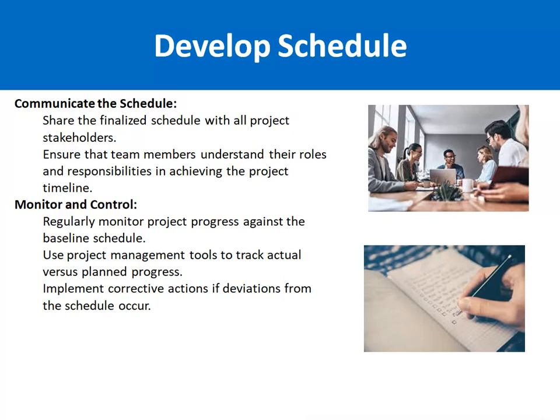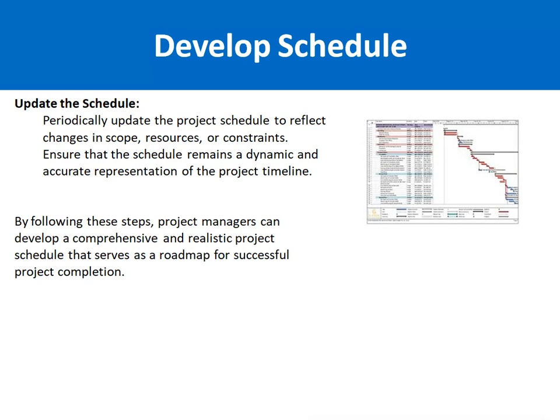Then monitoring and controlling is also important. That means you have to ensure that whatever timeline and schedule have been decided, it has to be met. If there are any delays in the schedule, you must raise the flag and discuss with the senior management whether any corrective action is required. After that, periodically update the project schedule to reflect changes in scope, resources, or constraints. Ensure that the schedule remains a dynamic and accurate representation of the project timeline.